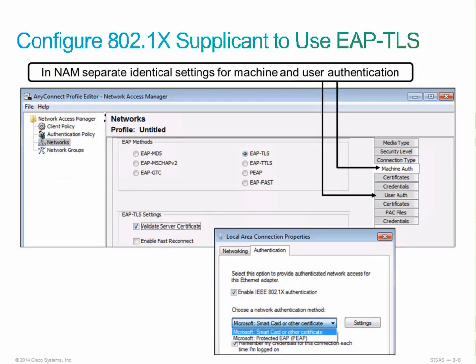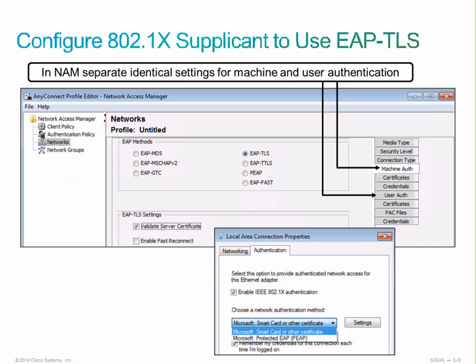Make sense? All right. Common 802.1x supplicants do not use EAP-TLS by default. The Network Access Manager for AnyConnect, for example, uses EAP-Fast by default. So we have to go in and set up NAM to use EAP-TLS. It has to be selected as the EAP method, and then the option to validate the server credentials also is selected in this case. And this is configured independently whether we're doing machine authentication or user authentication.